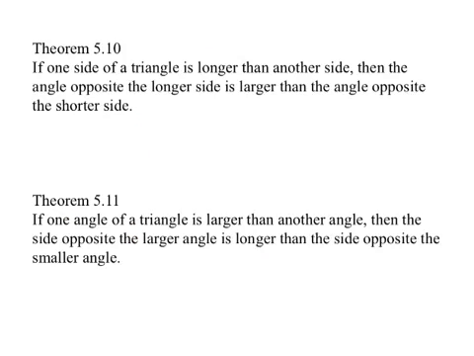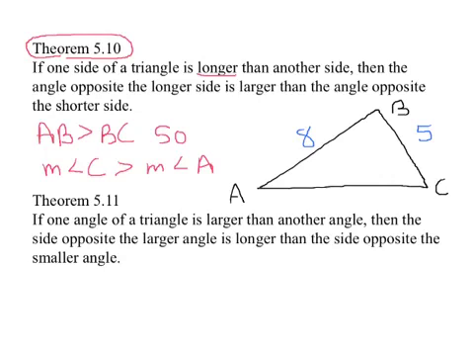And let's do the theorems related to it. First I have Theorem 5.10. If one side of a triangle is longer than another side, then the angle opposite the longer side is larger than the angle opposite the shorter side. Okay, let me push pause and draw a picture. So let's talk through this. If one side is longer than another side, then the angle opposite the longer side is larger than the angle opposite the shorter side.